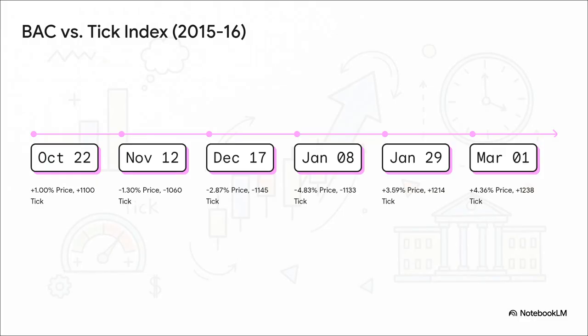And this isn't just theory. Let's look at a real example with Bank of America. Check out January 8th. The tick hits a deeply negative 1133, just pure panic selling in the market. And the stock tanks almost 5% that day. But then, just a few weeks later, on January 29th, the tick explodes to the upside, hitting plus 1214, and the stock jumps over 3.5%.